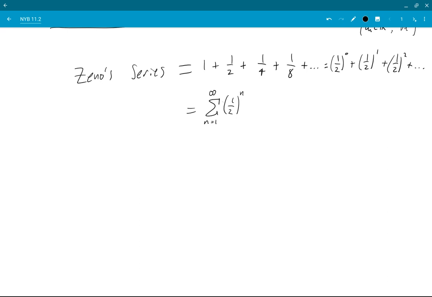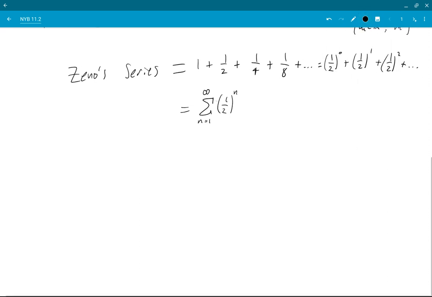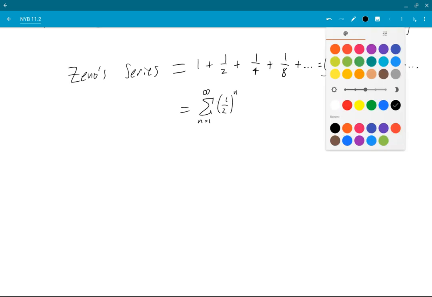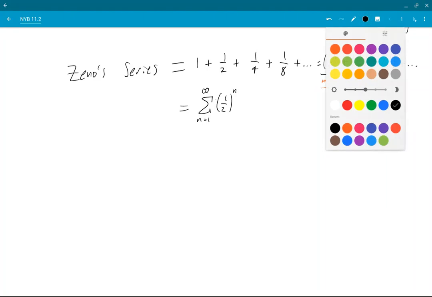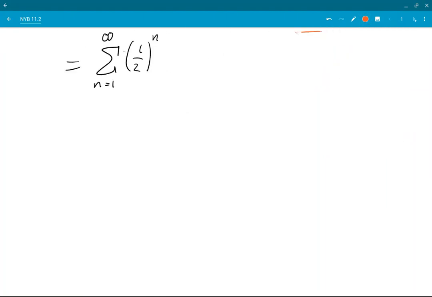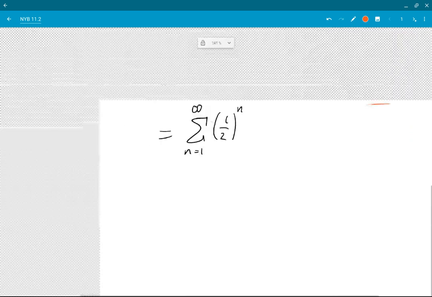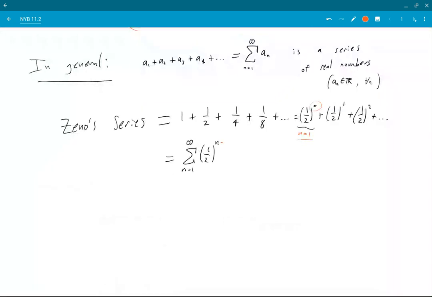Oh, wait a second. It's not quite right. Okay, this is the n equals 1 term, right? So when n is 1, we get a 0 up top there. So we're going to have to adjust a little bit and put n minus 1 as our exponent.